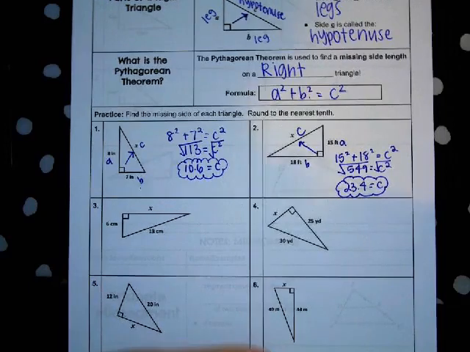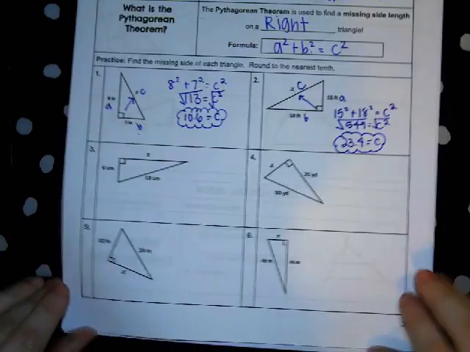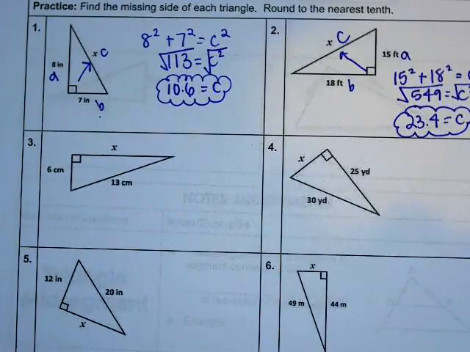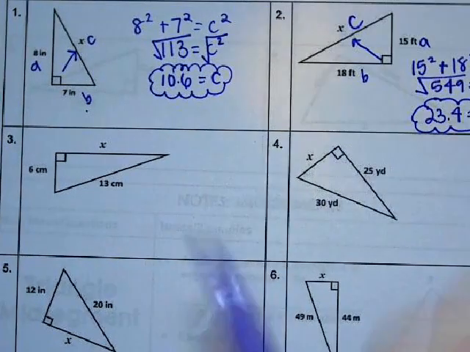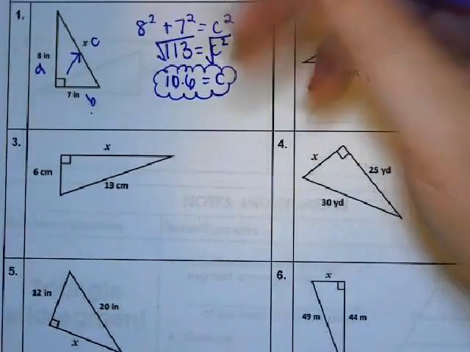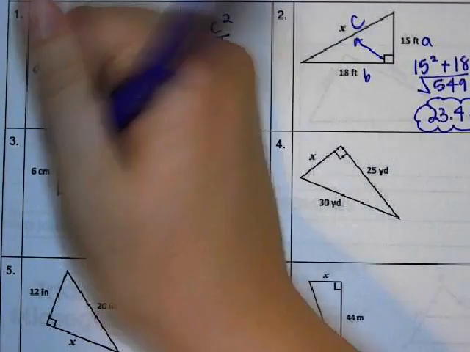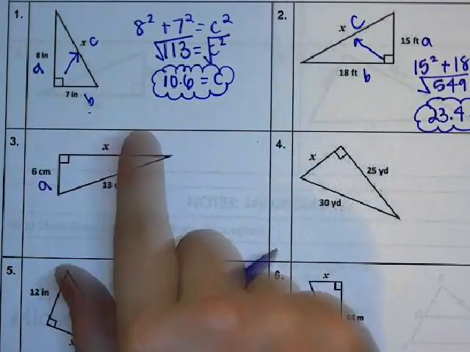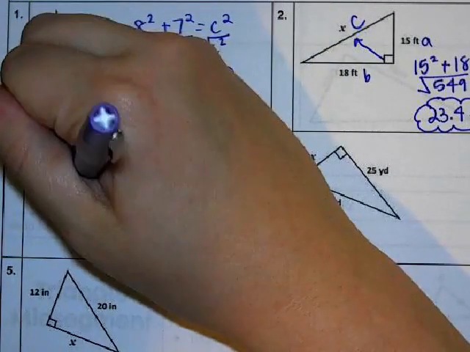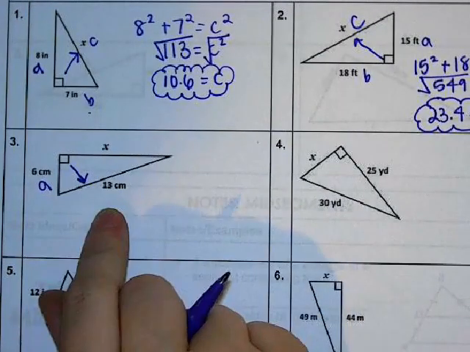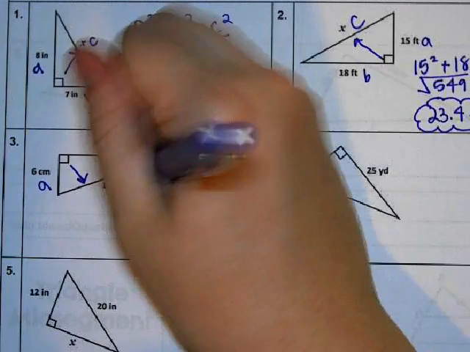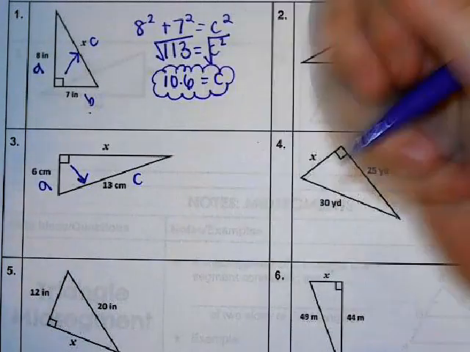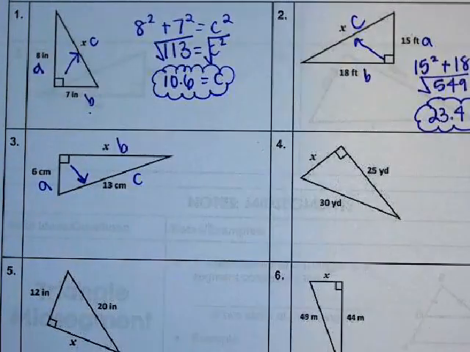Now if I look at number 3, let's zoom back in here. There we go. If I look at number 3, I'm still going to label my sides. Short leg is going to be A, but now I don't have B because across from my right angle is always C. So that means this 13 is C. My unknown is going to be B here.